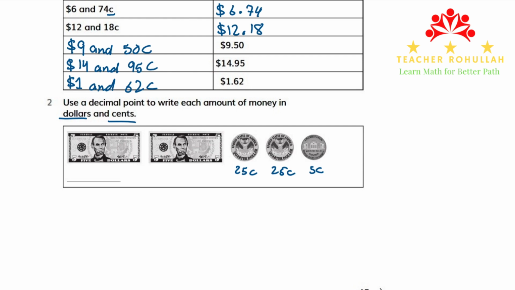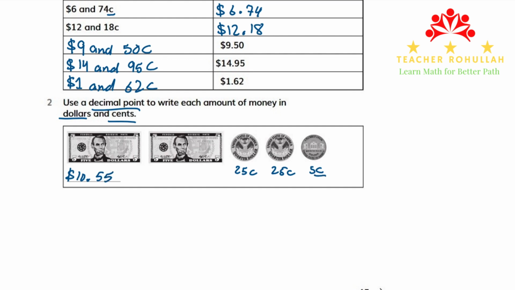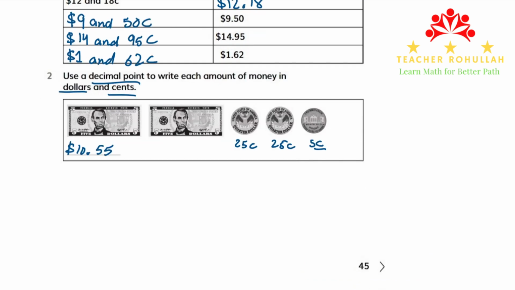So we can write the dollars using the dollar sign, $10. Then it says use decimal point. So we will give the decimal point also. And 25 cents plus 25 cents is 50 cents. 50 cents plus 5 cents is 55 cents. We don't need to give the cent sign anymore because we have used decimal point. Let me scroll down to move to the next part of this question.